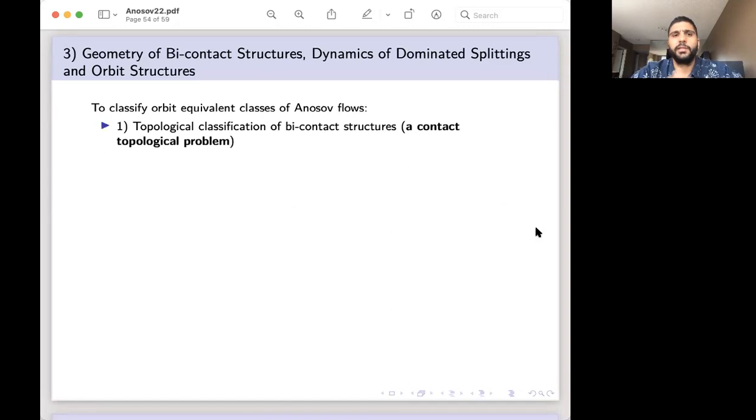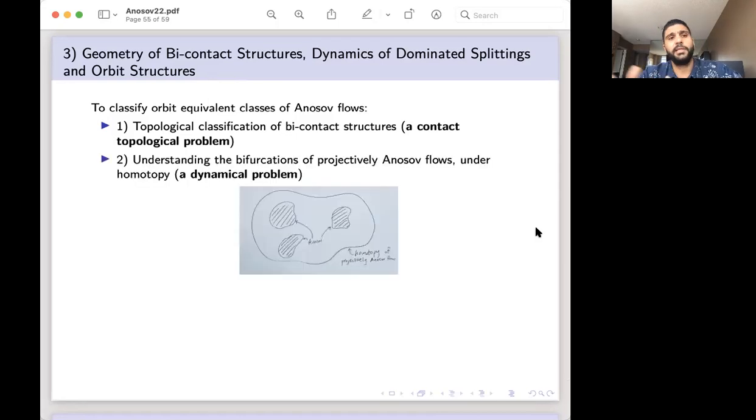One of them is a contact topological problem, which is to do a contact topological classification of bicontact structures. That will give you a classification up to bicontact homotopy of these structures, which is in nature a contact topological problem. We have lots of tools in contact topology for understanding and classifying contact structures. Probably we can use them also for bicontact structures in many cases. The second part of the problem will be to understand the bifurcations of projectively Anosov flows under homotopy, which is more of a dynamical problem.